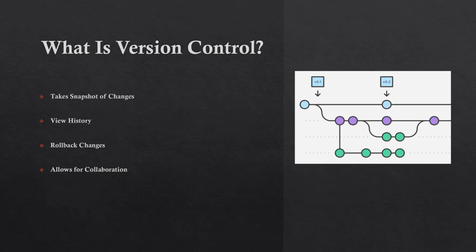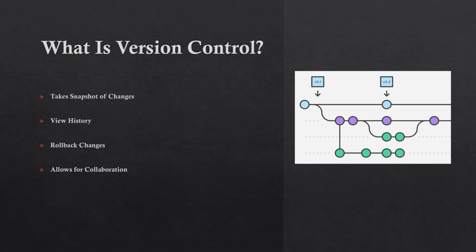So it takes snapshots of changes. You can view your history. So if you take lots of snapshots, you can go back and you can see where you took those snapshots. You can also roll back your changes. So like I said, if you've been coding for a week, a month, a year, you can go back to any of those previous snapshots.